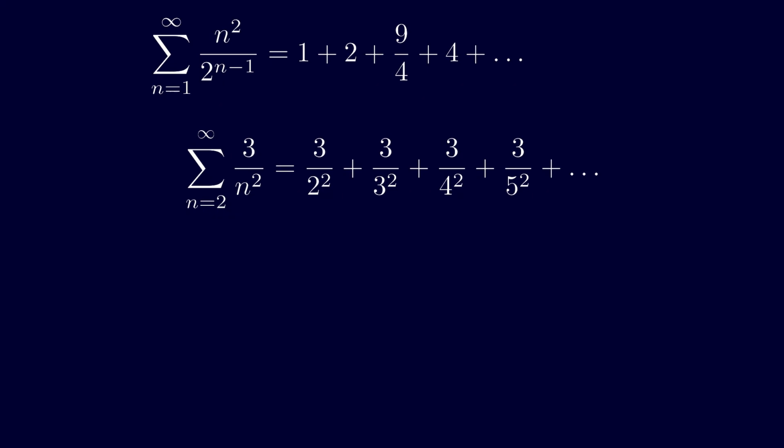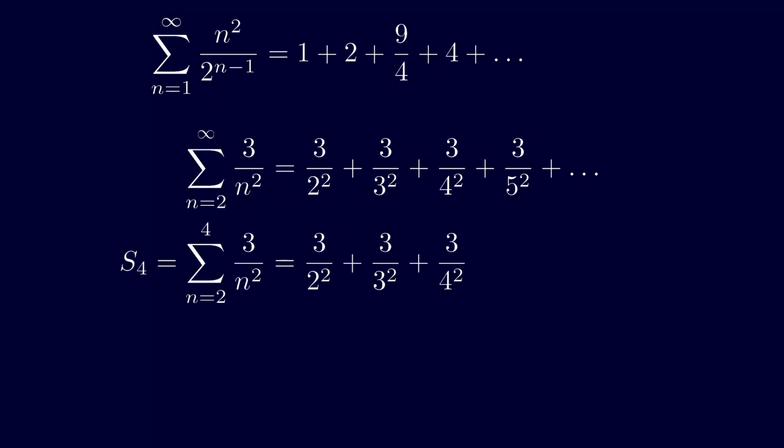You might have heard of the term partial sum. This is just the partway point of an infinite series. To find a partial sum, just pretend the stopping point of your infinite series is instead a finite number. So, for instance, a partial sum of this series might look like this. Partial sums are usually written with a capital S and a subscript of the number.